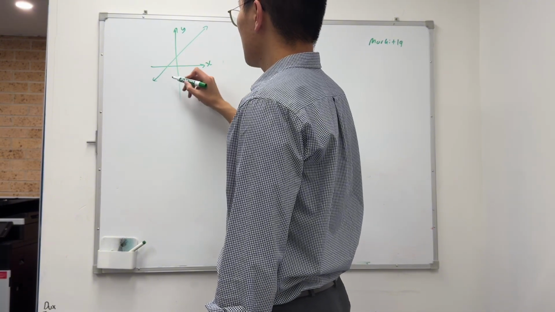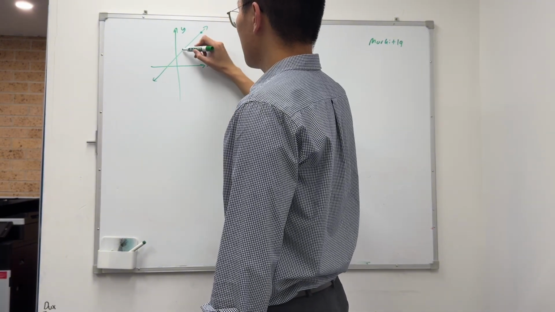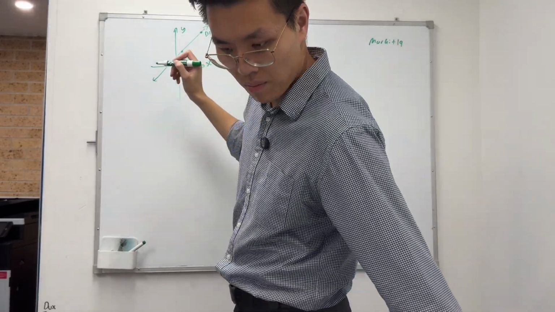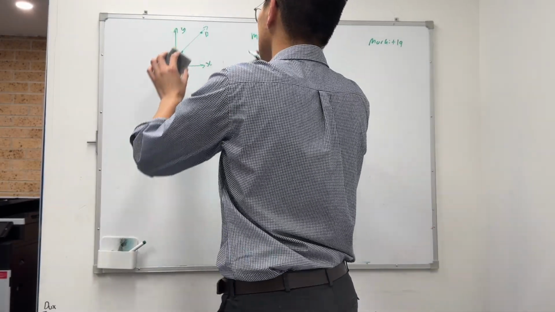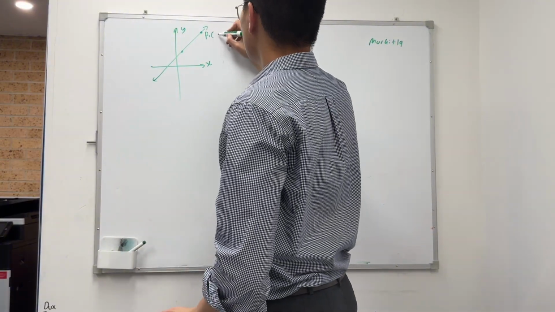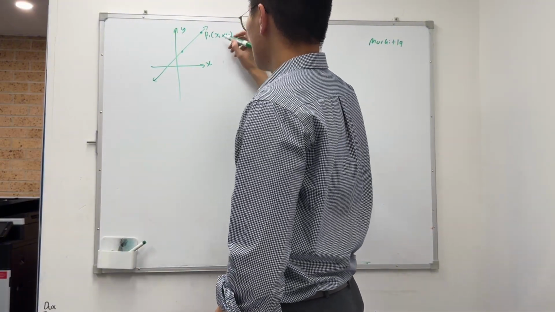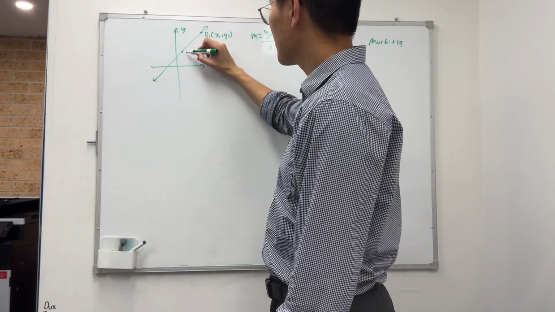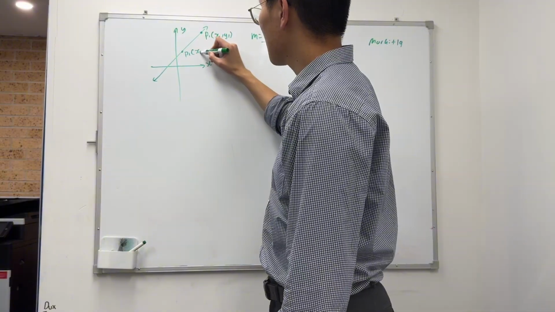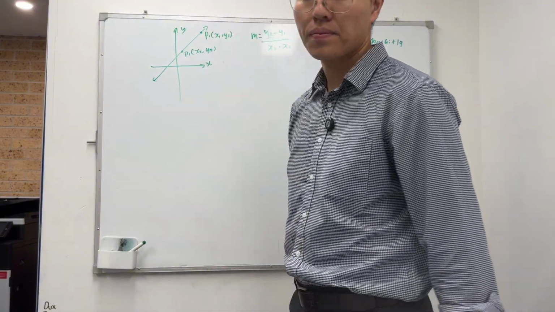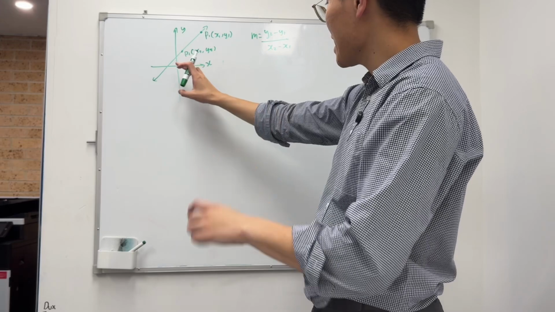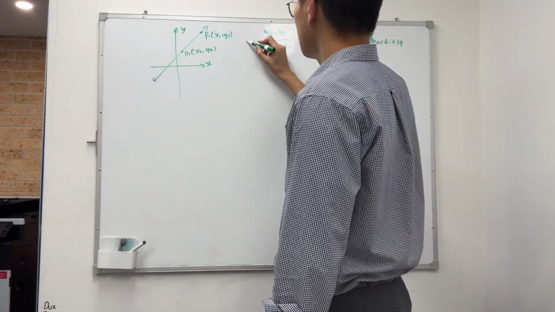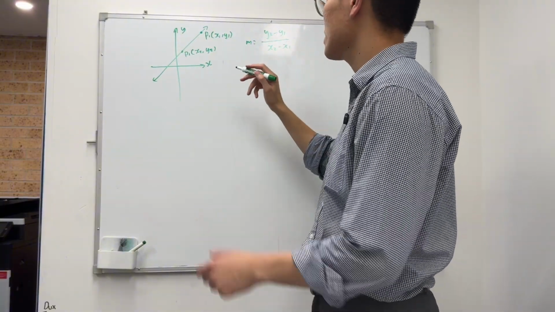So we pick 2 points on the line. Let's just say this one's P1, with coordinates x1, y1. Point 2 has the coordinates x2, y2. And so to find the gradient of this line, we have m is equal to y2 minus y1 over x2 minus x1.